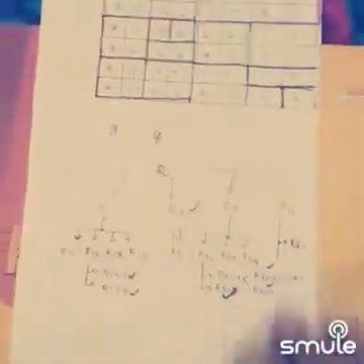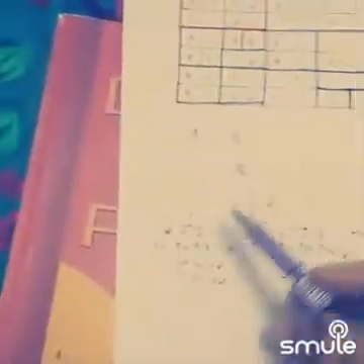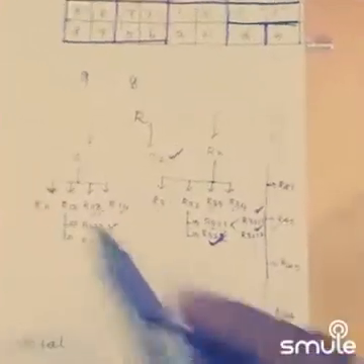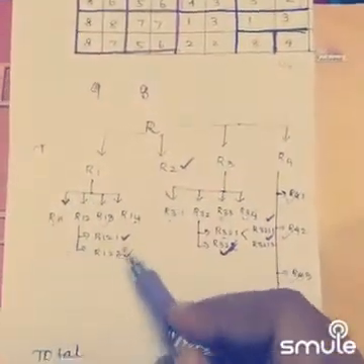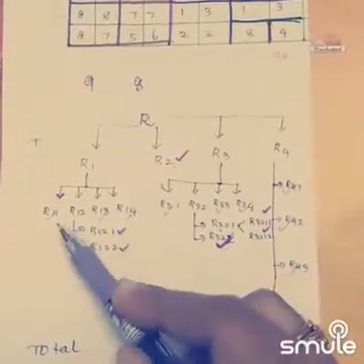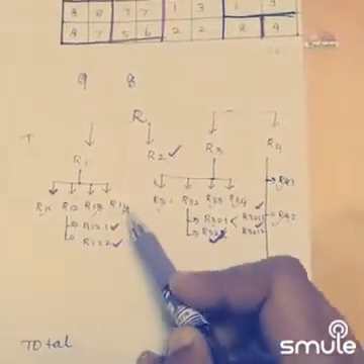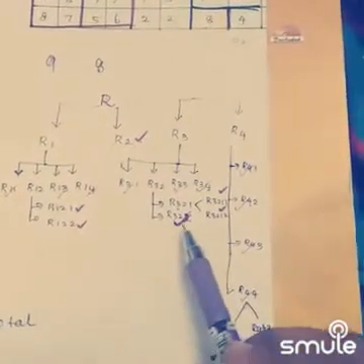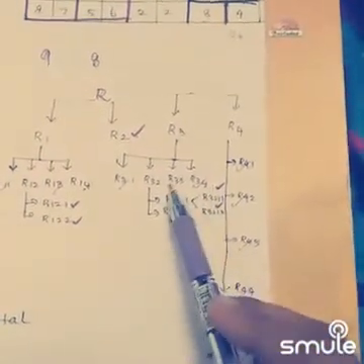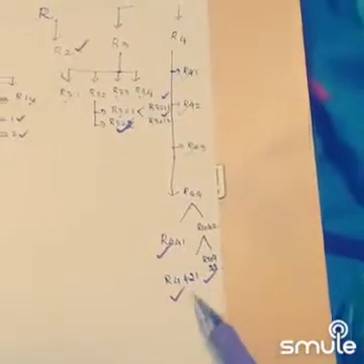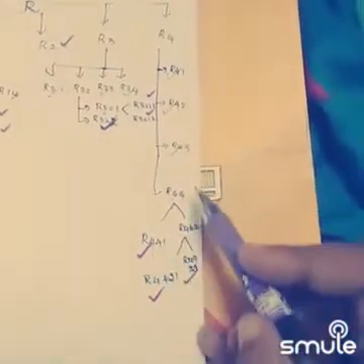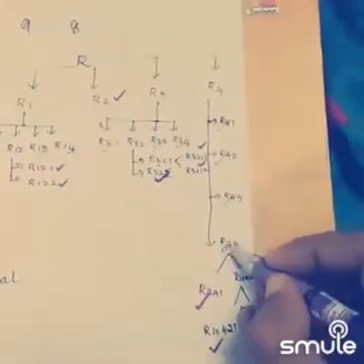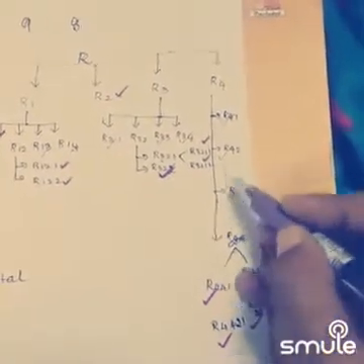So if we see totally how many regions we have taken, you can see 1, 2, 3, 4, 5, 6, 7, 8, 9, 10, 11, 12, 13, 14, 15, 16, 17, 18. So totally 18 regions we have.